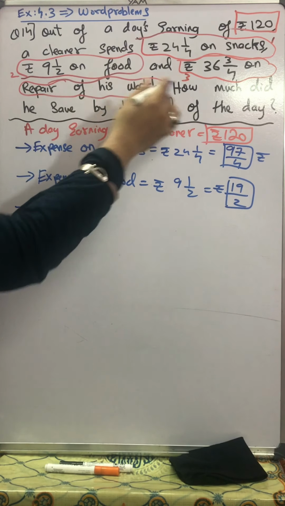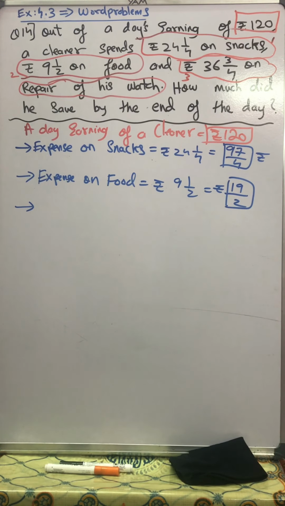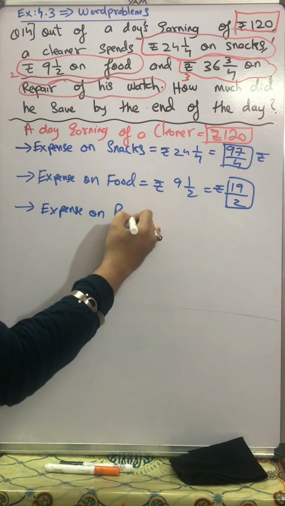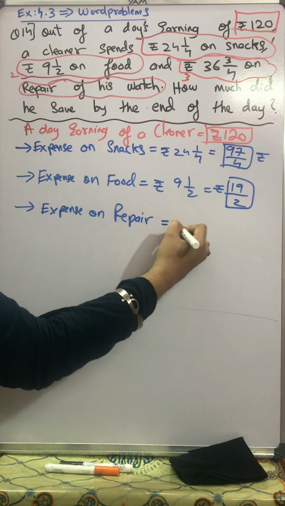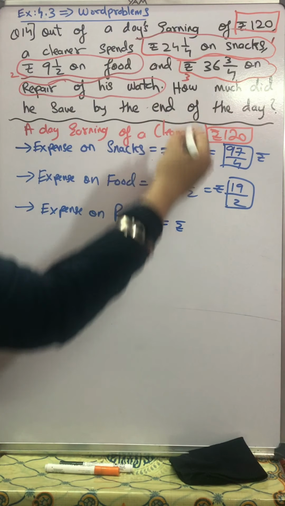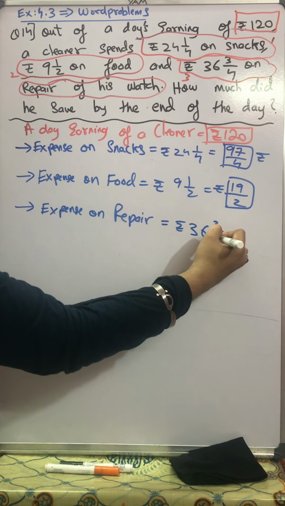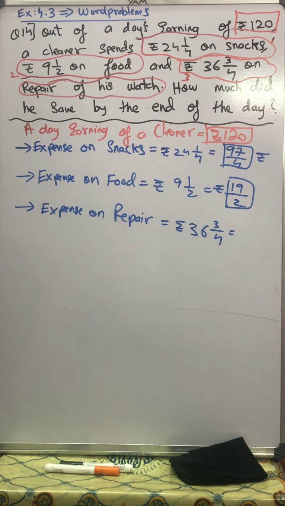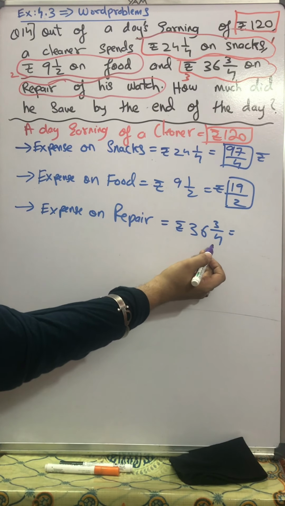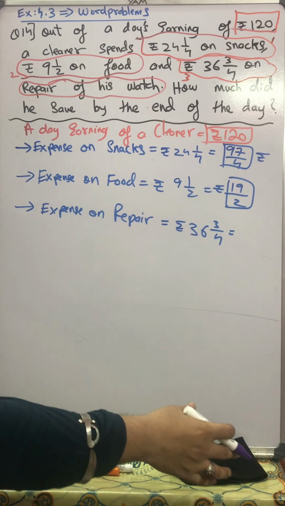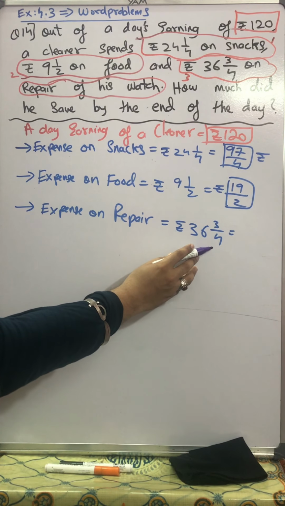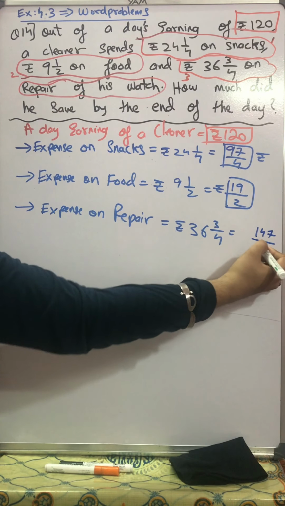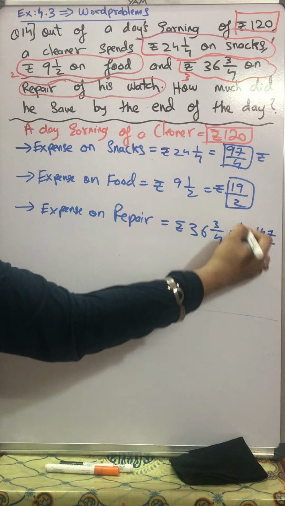The third expense is on the repair of his watch. So expense on repair of watch is equal to rupees how much? 36 3/4. Now 36 multiplied by 4. If you multiply 36 with 4, you will get 144. You have to do it on the right hand side in the rough calculation. 36 fours are 144, 144 plus 3 is 147, and the denominator remains the same, 147/4 rupees.